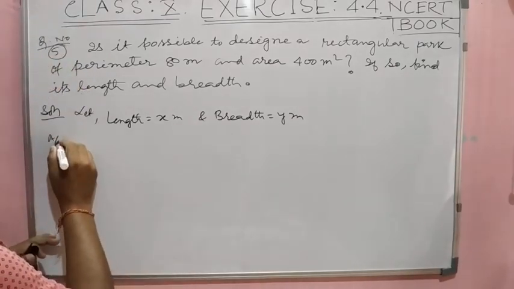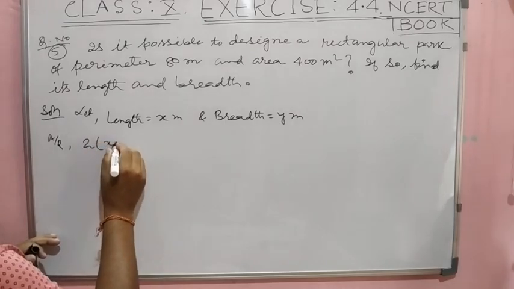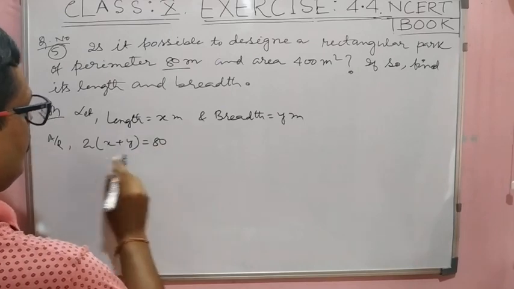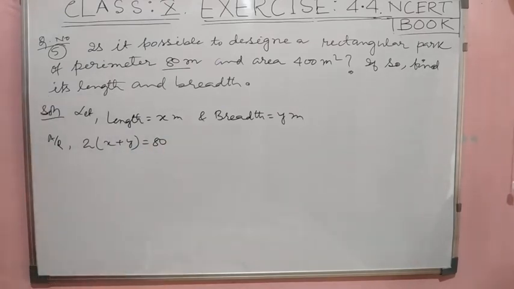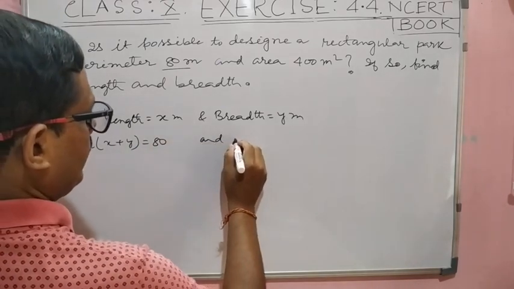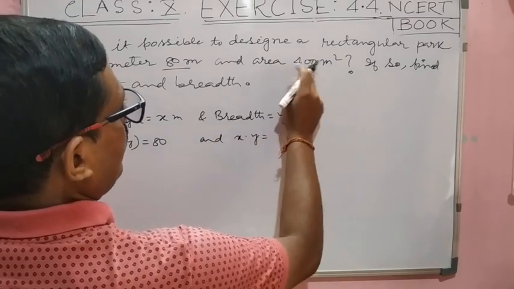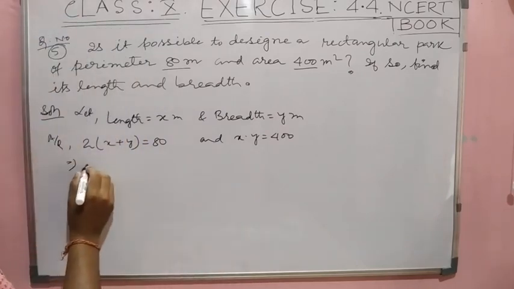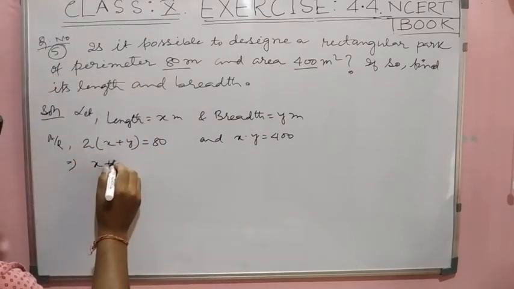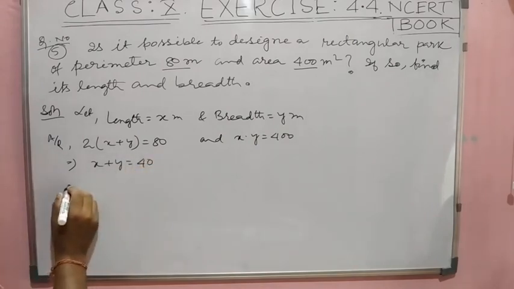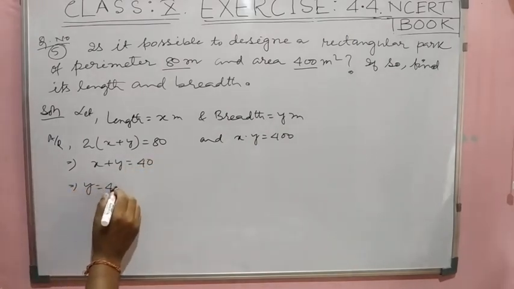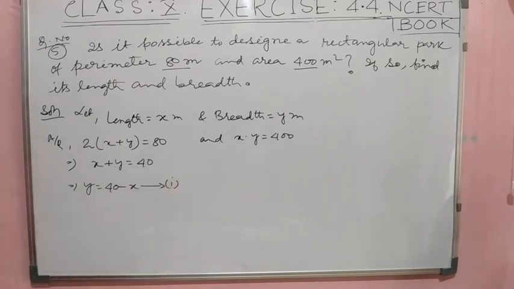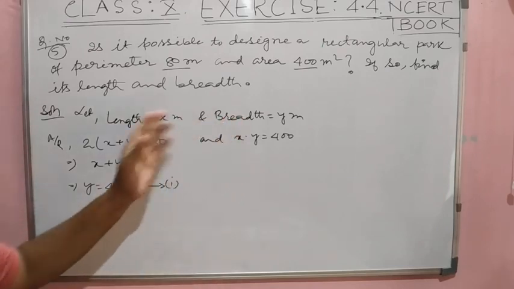So according to question, perimeter of rectangle means 2 into length plus breadth, and perimeter given 80. 2 into length plus breadth equal to 80. And area of rectangle is length into breadth, area given 400. Now if we simplify this one, 2 से divide कर दो, so x plus y equal to 40. Now y equal to what will be? 40 minus x. Let it be one number.